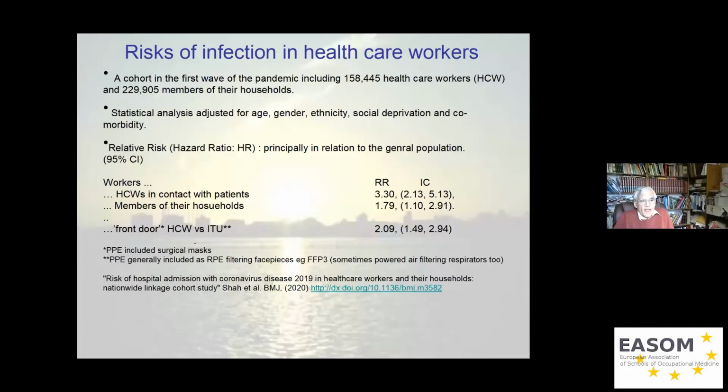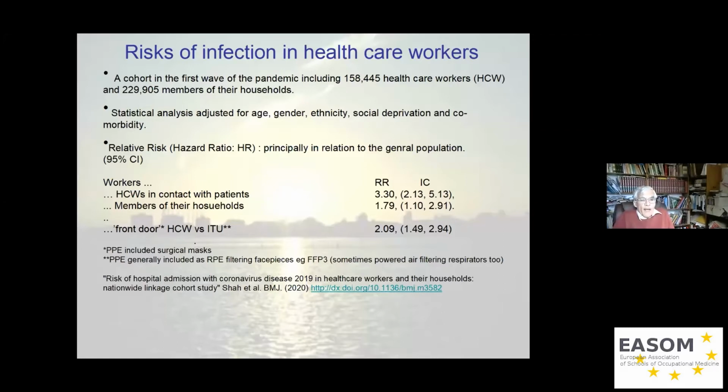Here we see another study, again conducted in the UK on 160,000 healthcare workers, again based on the data from the first wave. They did lots of comparisons showing the relative risk between healthcare workers, members of the household, and so on. I apologize for the spelling mistake, which I'll correct later.